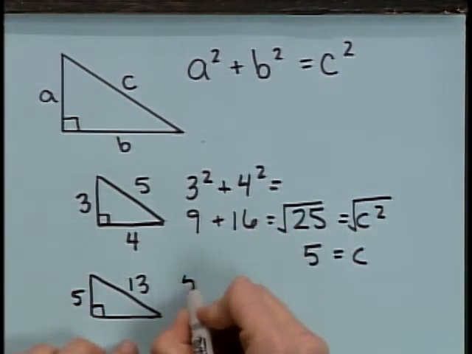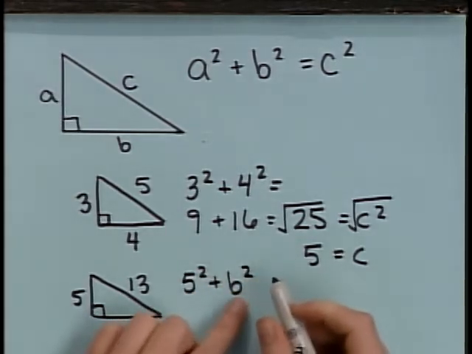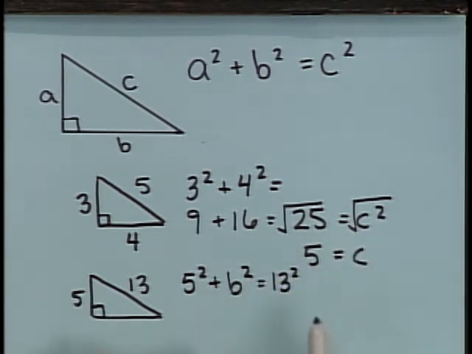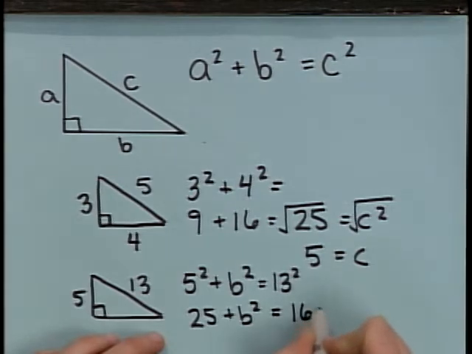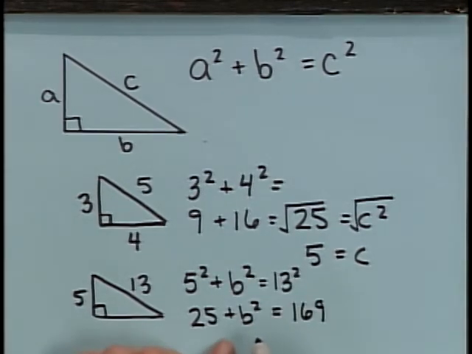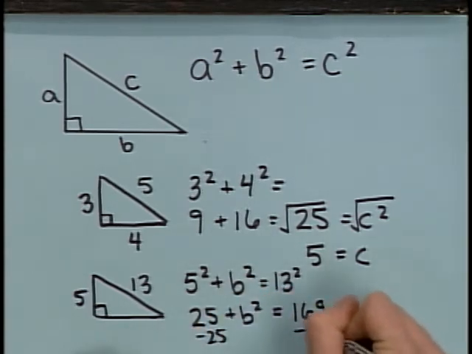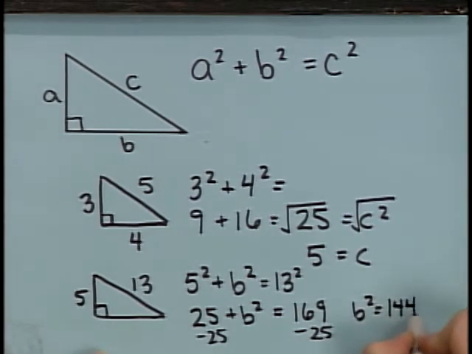Here, a squared plus b squared, which you still don't know, is going to be equal to c squared, your hypotenuse. 5 squared is 25, and 13 squared is 169. To find b squared, you subtract 25 from both sides, and you get b squared equals 144.